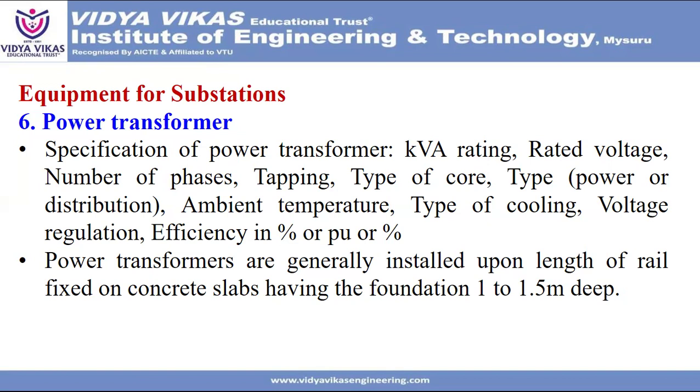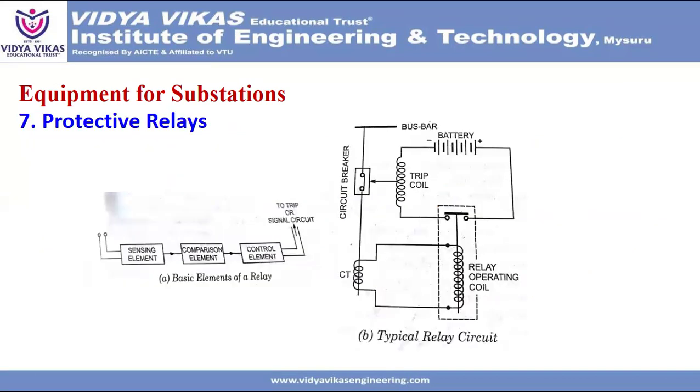Power transformers are generally installed upon lengths of rail fixed on concrete slabs having a foundation of 1 to 1.5 meters deep. Okay, this is nothing but a protective relay. In the protective relay, we can observe the sensing element, comparison element, and controlling element to trip the circuit signal. This is the general typical circuit diagram of a relay.